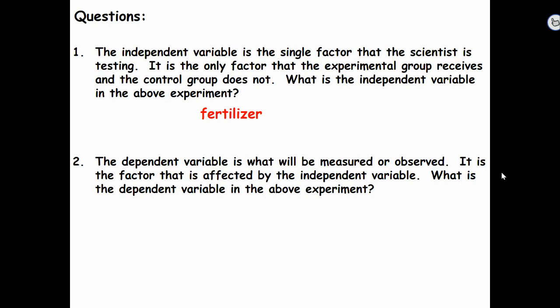The dependent variable is what will be measured or observed. It's the factor that is affected by the independent variable, the fertilizer. So what are we measuring? What is the dependent variable in that experiment? Hopefully you guys said plant growth. That's the if-then statement. If fertilizer, then plant growth. That's kind of what we're doing, independent and dependent. I mean, that's what we're looking at.